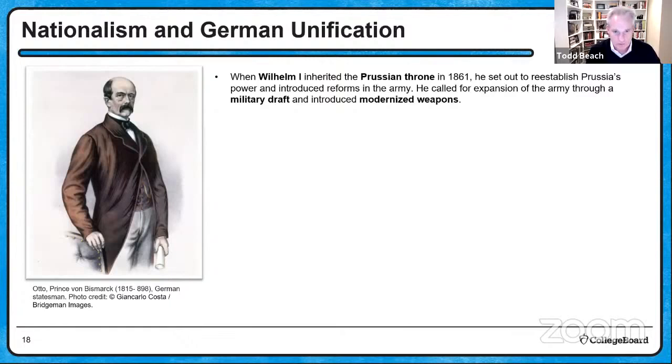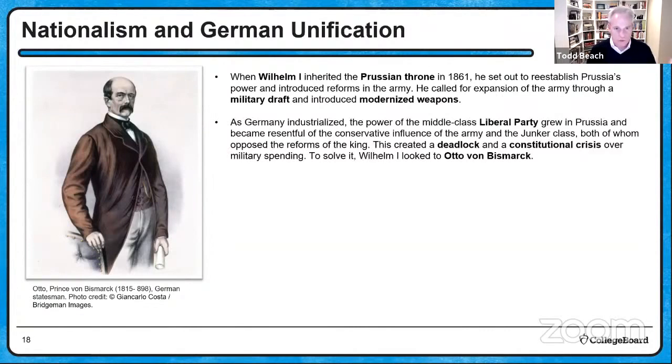Wilhelm I inherits the Prussian throne in 1861, and he wants to reestablish Prussia's power. And he's going to do that by really building up the army, make the army bigger, modernize the weapons. It's industrial revolution. We can do this.